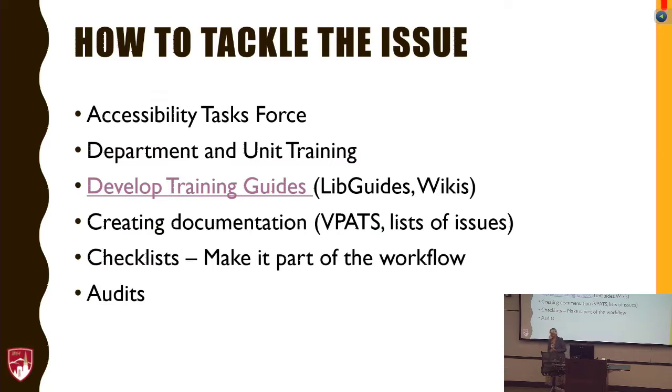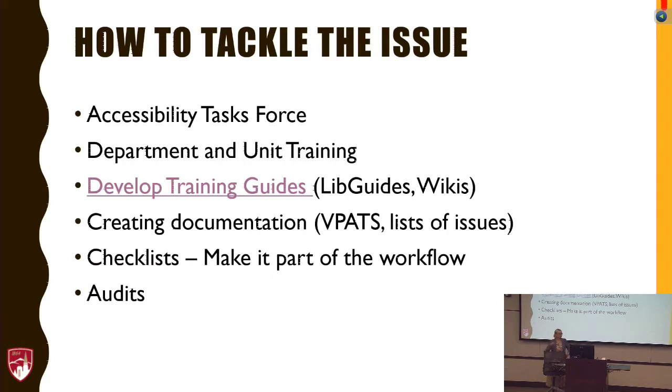So creating documentation, we're developing a spreadsheet listing where we can find all the VPATs, and we're listing issues by department. We're also developing checklists. We have an Office of Teaching and Learning that already has a checklist. How do you make your Canvas website accessible? What to do, what not to do. Make this part of your workflow.